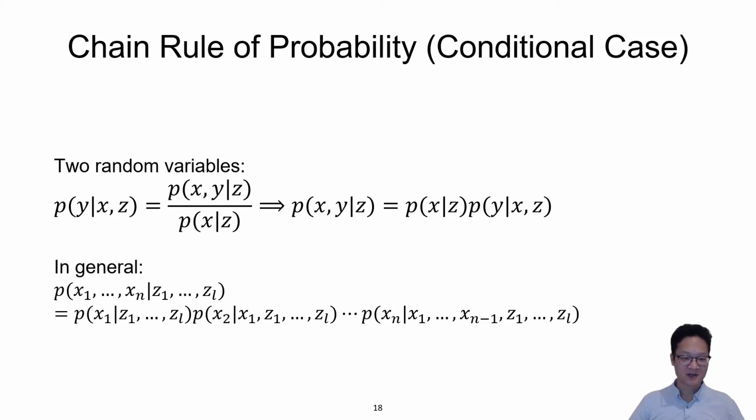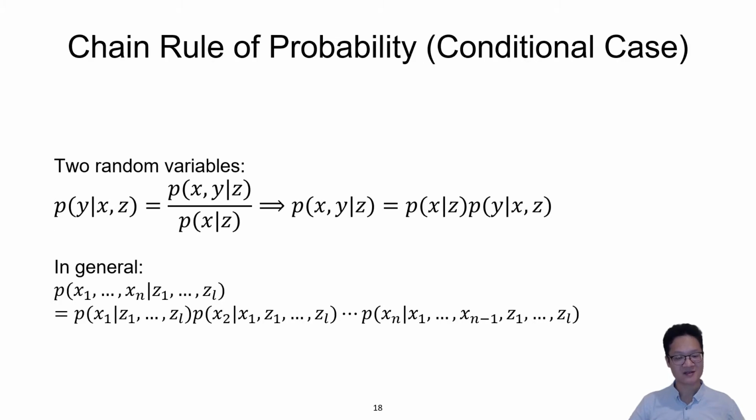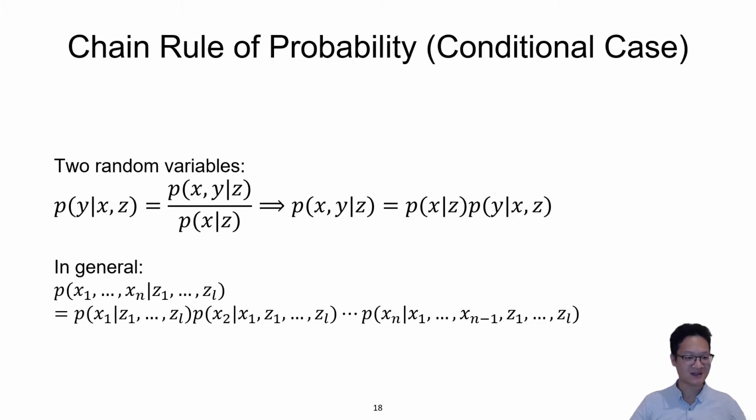So now we're going to repeat a lot of the same thing, but for the conditional case. The first one is called the chain rule of probability, conditional case. Basically, what we're going to see is that it looks exactly like the chain rule, except that every term will be given an additional variable. And we're going to call that z.